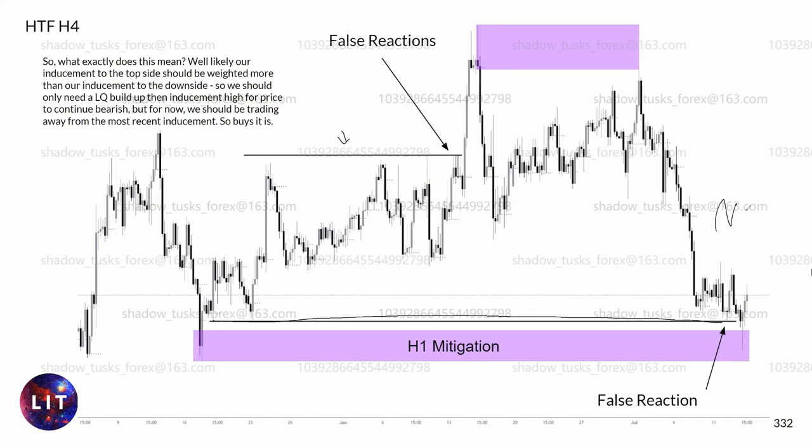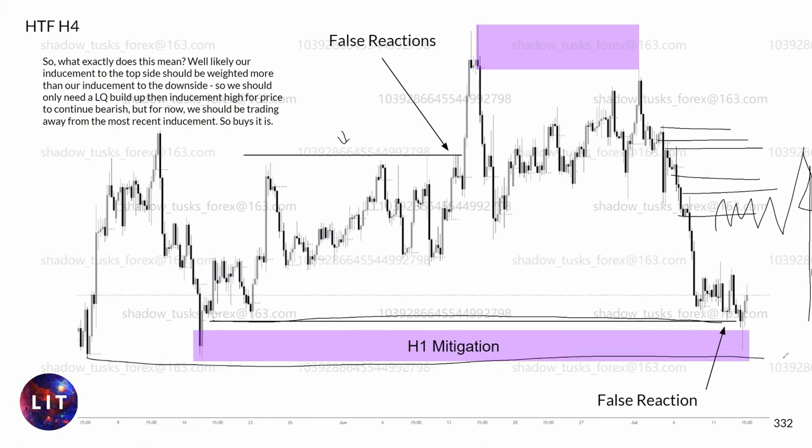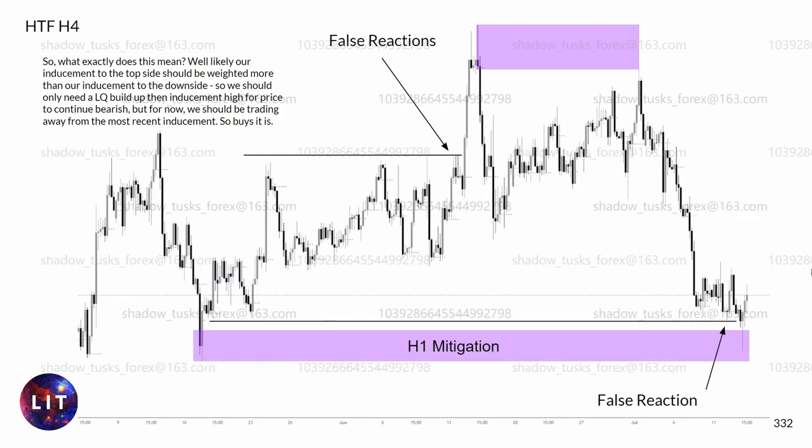We just need to see a liquidity build up. Inducement high would be lovely if it came with a mitigation as well. One of these points. Liquidity build up, inducement high, trade away, mitigate the inducement, trade back down. And then we will likely come for this liquidity overall. Yeah, that should make logical sense. But for now, we're trading away from this inducement. So buys it is. Nice and simple.